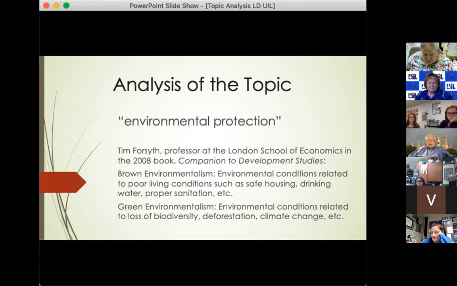There's brown environmentalism, which means really poor living conditions for people. Like, do we have safe housing? Do we have safe drinking water? Do we have proper sanitation? But then we also have green environmentalism, which really focuses more on the natural environment beyond just drinking water and housing and sanitation, but biodiversity, deforestation, climate change. So one of the issues that will be involved in this debate on this resolution is sometimes you'll have one team focusing more on brown environmentalism, whereas the other team is focusing more on green environmentalism. We'll talk about how that plays out when we talk about some case options later on.